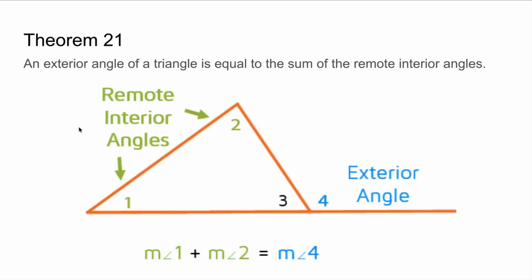Theorem 21, we've already learned this, but this is also something we're going to use today. The exterior angle is found like this: we have the triangle, we extend one side of the triangle, and this exterior angle outside of the triangle is found by adding these two remote interior angles.